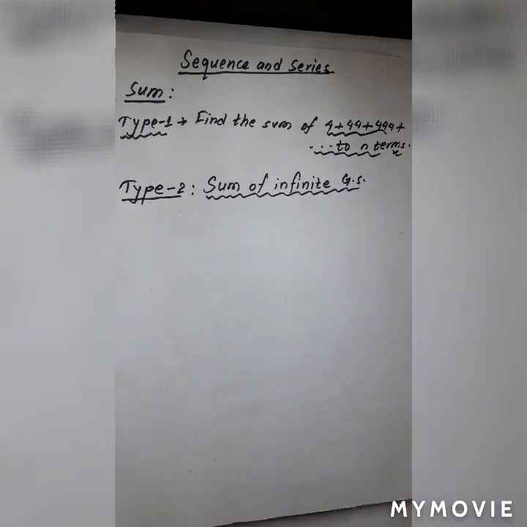So dear students, today I am going to discuss type 2, that is related to the sum of infinite geometric series. There are so many infinite series, but here we can find the sum of only infinite geometric series which satisfy a certain condition. So before starting this type 2, let's take some examples of geometric series.